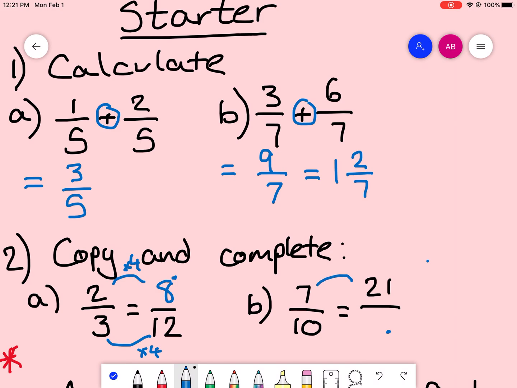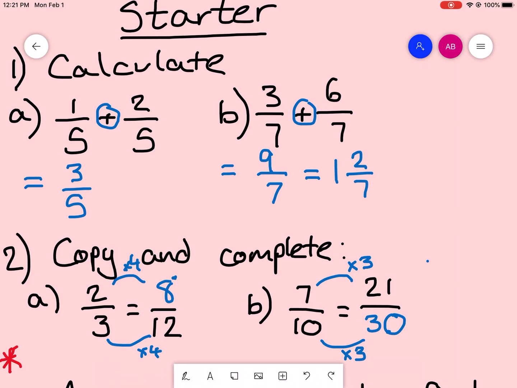In part B, we have multiplied the top of the fraction by 3. So we have to multiply the bottom of the fraction by 3. And 7 over 10 equals 21 over 30. That process there is going to be really important today when we come to complete these questions. Okay, so let's get on to them.